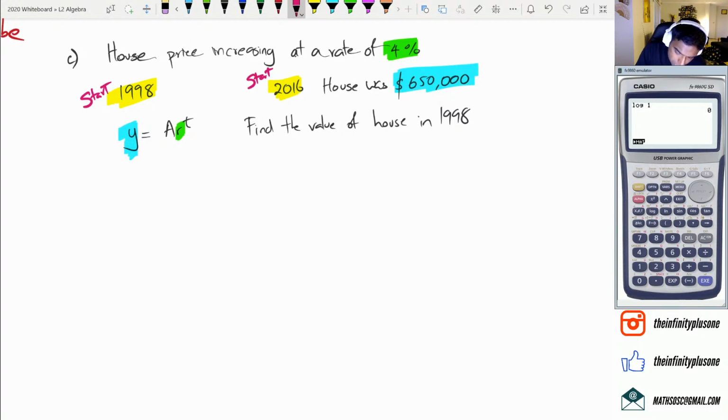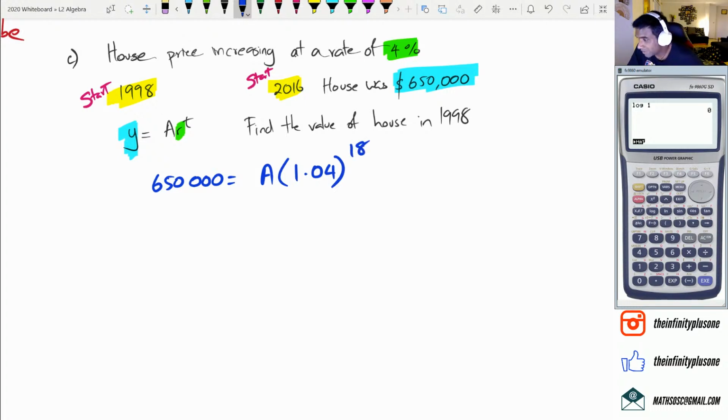So what we're simply going to do is write this as 650,000 equals A. Now the R is increasing at 4%. Because it's increasing at 4%, we're going to put it as 1.04. Now the T is how much time has actually passed since 1998 till 2016, and I believe it is 18 years. 18 years? Could be wrong. Who knows? Am I right?